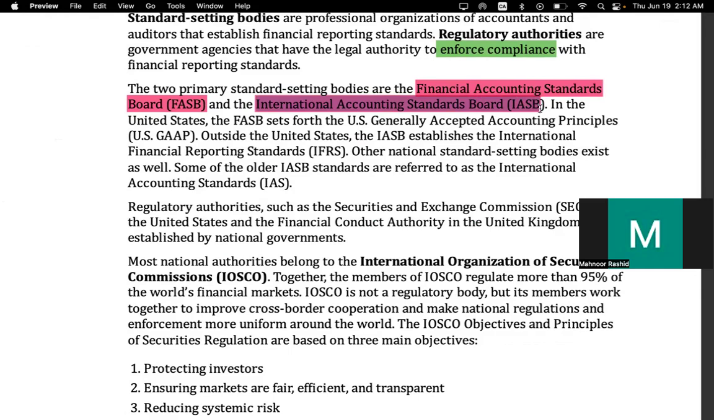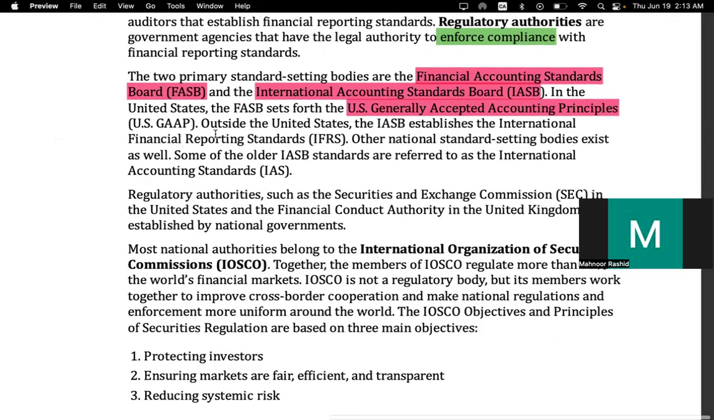Okay, now FASB has set out US GAAP, the US generally accepted accounting principles. And then the IASB has set forth IFRS, the International Financial Reporting Standards. US GAAP is followed in the US only, and IFRS is for the rest of the world. So US GAAP is for the US only, and for everybody else outside the United States, the IASB establishes the International Financial Reporting Standards.